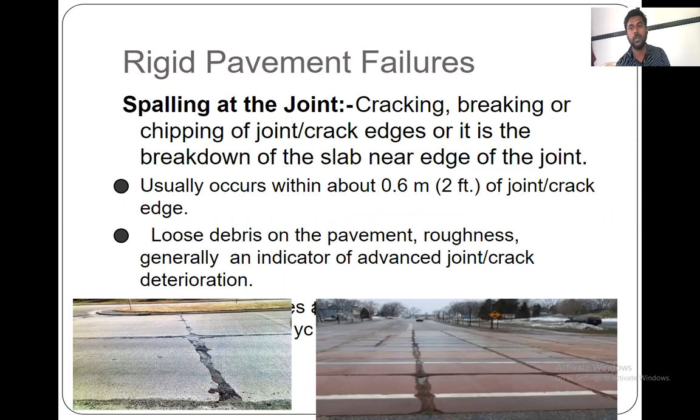The cracking, breaking, or the chipping of the joints, cracks, edges, or it is the breakdown of the slab near the edge of the joints. Usually it occurs within about 0.6 meter, that is 2 feet of the joints cracked edges. Loose debris on the pavement, roughness, generally an indicator of the advanced joints and the crack deterioration.